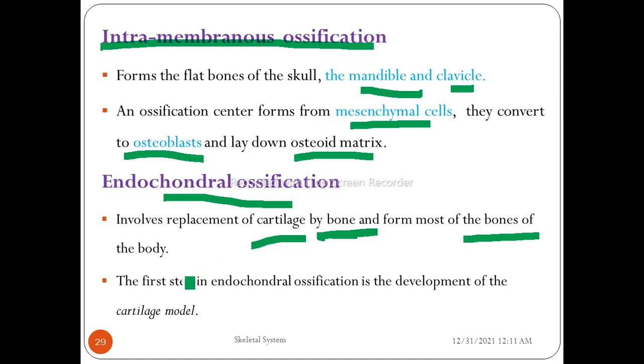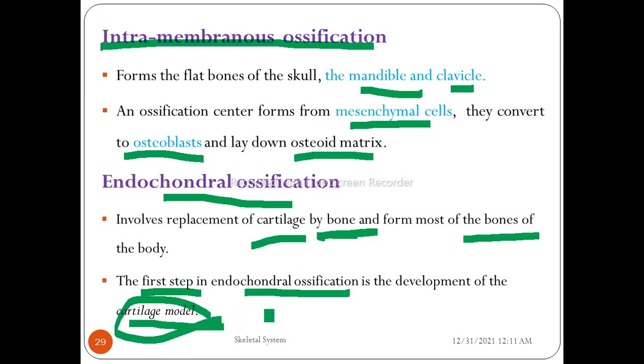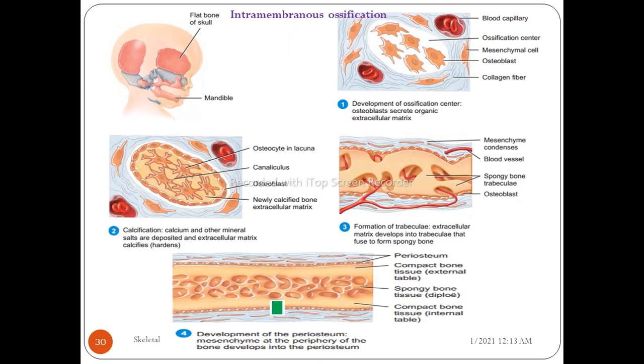The first step in endochondral ossification is the development of the cartilage model. We will see that later. Let us first see intramembranous ossification, how flat bones are formed. Step 1 is the development of the ossification center.